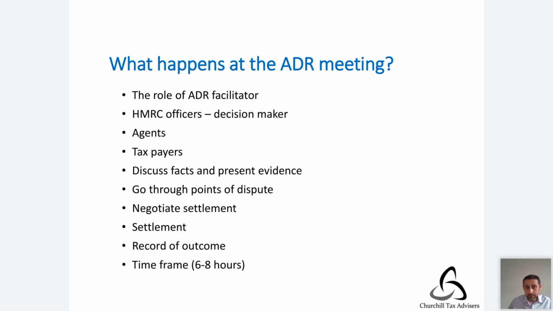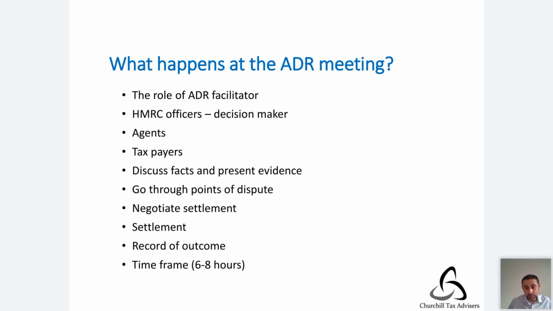And you essentially discuss facts and present evidence, and go through points of dispute with HMRC, and then hopefully negotiate a settlement. The role of the ADR facilitator is that he's not a judge. He's just giving people an opportunity to present their evidence and present their case. He, or she, doesn't decide. The decision maker is the HMRC officers, or the main officer and their manager, usually, that come to the ADR meeting.